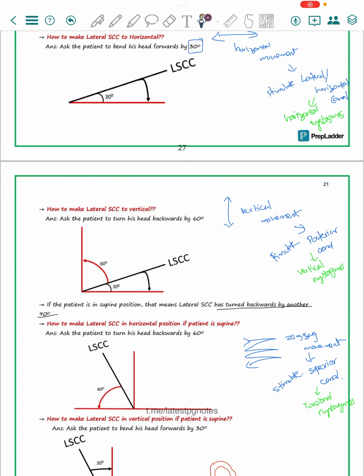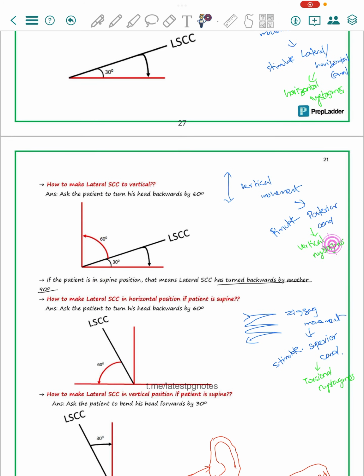Then if you want to make the lateral semicircular canal vertical, you have to turn your head backwards by 60 degrees. This is forward, you need to bend forwards. This is backward by 60 degrees. This is normal. Normally the posterior semicircular canal is responsible for this vertical movement. It causes vertical nystagmus. We can see this later.